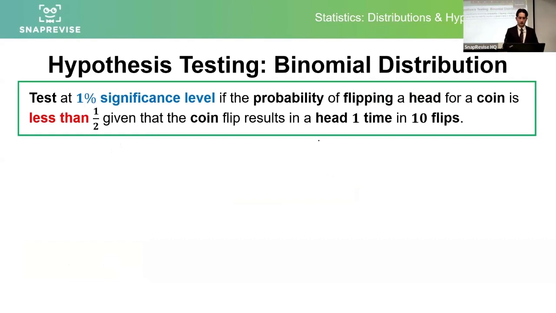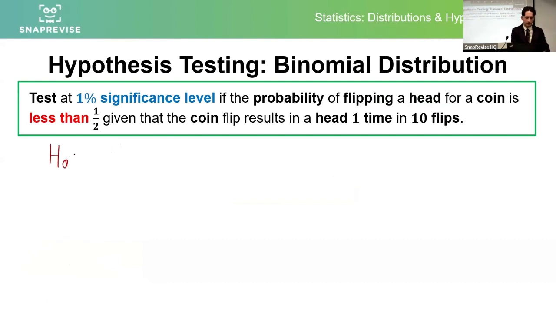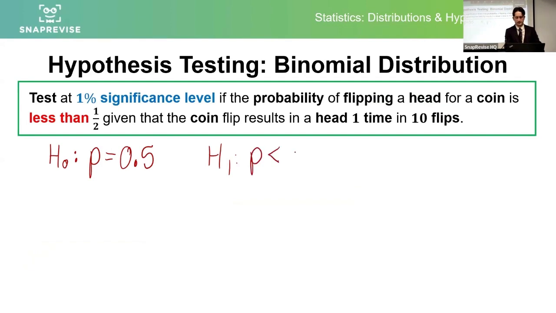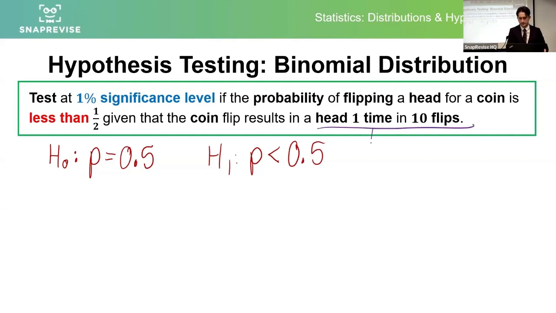So here's an example. Test at the 1% significance level whether the probability of flipping a head for a coin is less than 1/2, given that the coin flip results in one head in 10 flips. So I'm going to do this for you here. Let's work this through. H0, the null hypothesis, is that we believe the default position: the probability is 1/2. The alternative hypothesis is that it's less. This here is the test statistic.